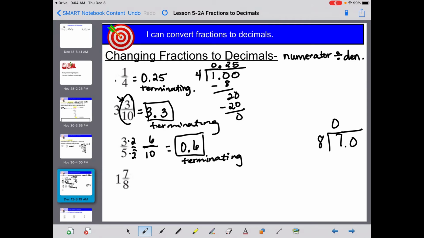8 goes into 7, it doesn't. 8 goes into 70 8 times. Oh, what am I saying? 8 times 8 is 64. Add a 0. 8 goes into 60 7 times, and 8 goes into 40 5 times. So this equals 1 and 875 thousandths. This is also terminating.